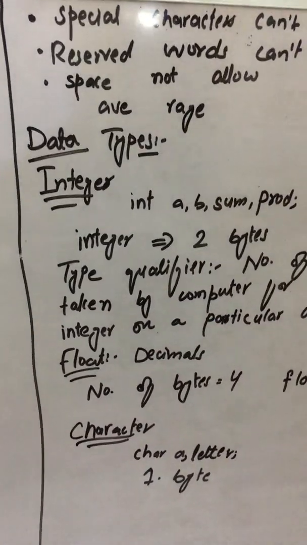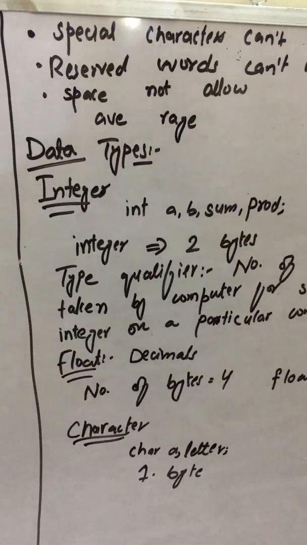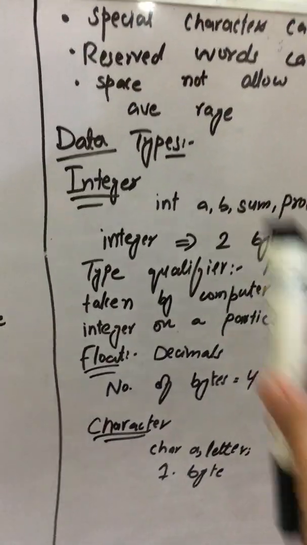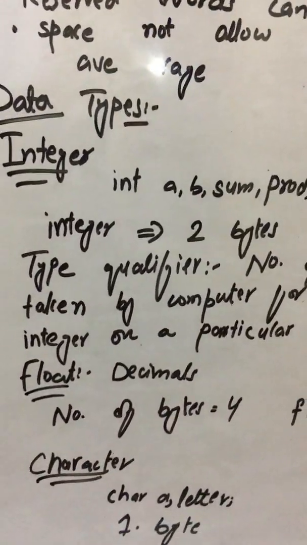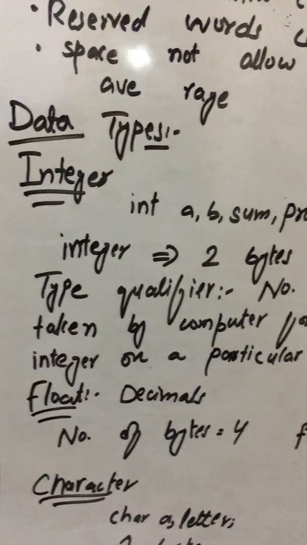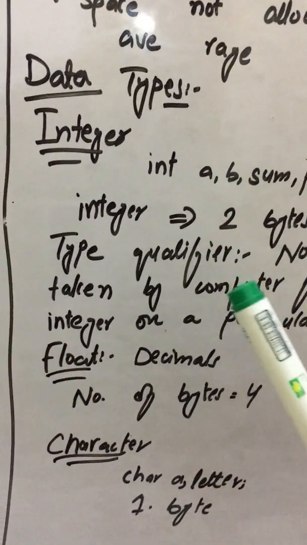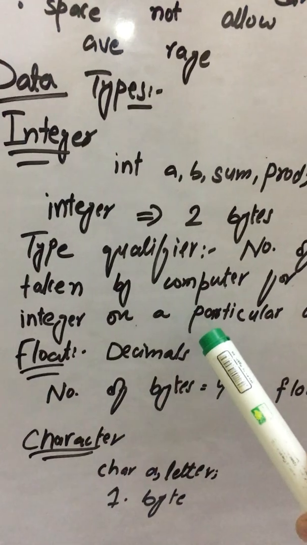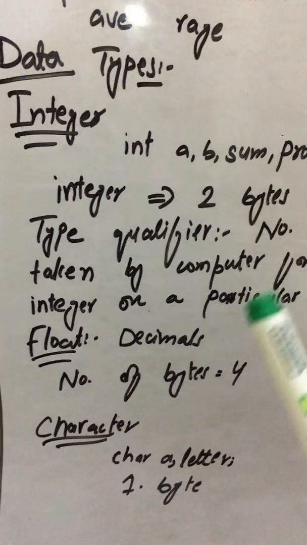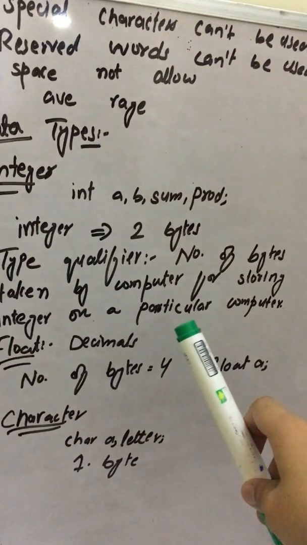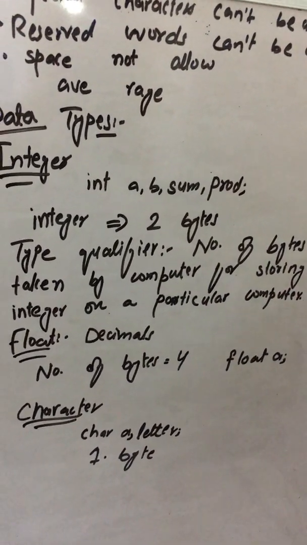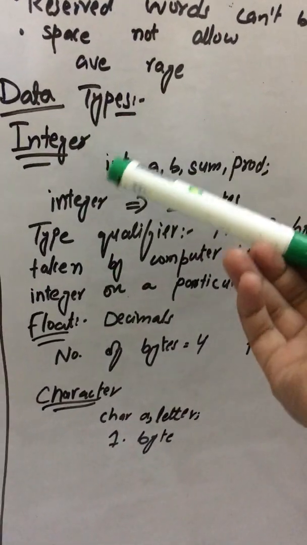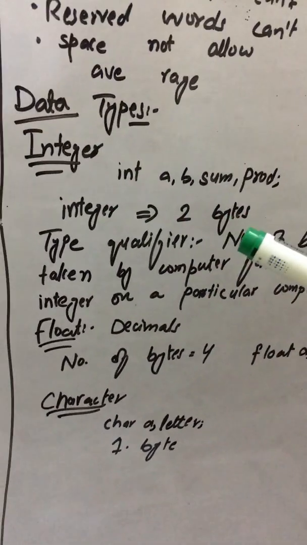Then there are data types in your C language. There are actually three basic data types, which are integer, float, and character. Your integer takes 2 bytes in your memory, but before discussing these 2 bytes, we need to know what a type qualifier is. Type qualifier is the number of bytes taken by a computer for storing an integer on a particular computer. So you can say the type qualifier for your data type integer is 2 bytes.